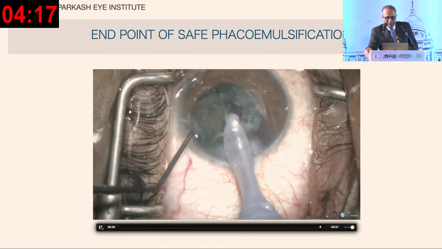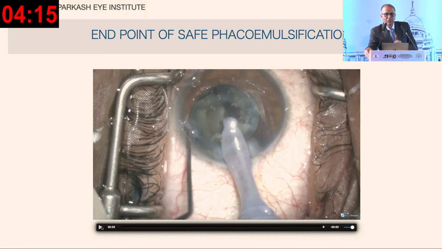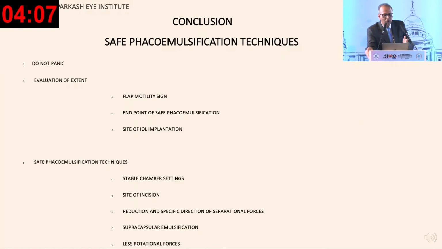He would have done everything, and it would have, for all of us humans, it is something which we should be aware of, a catastrophe for most of us. So in conclusion, do not panic. Evaluate the extent of the tear of the flap by flap motility sign, no endpoint of safe phacoemulsification.